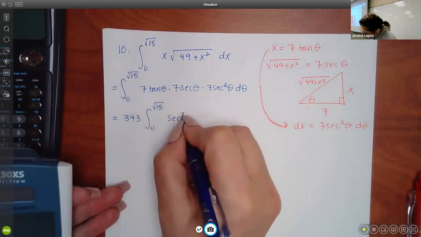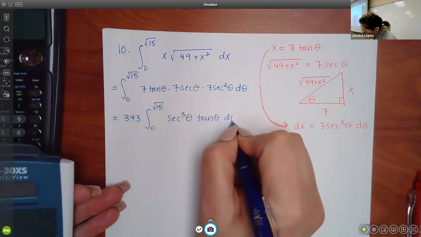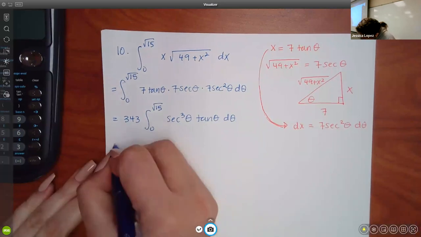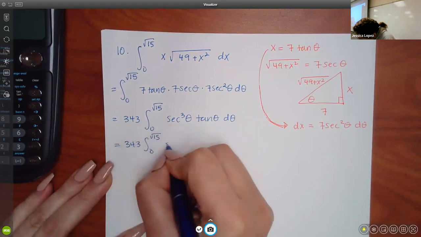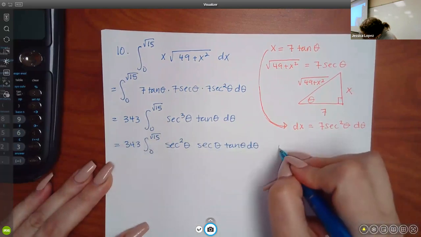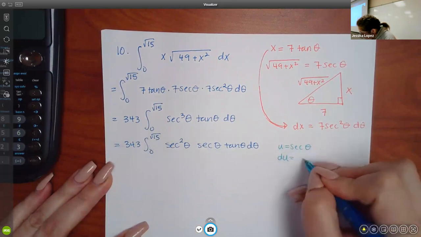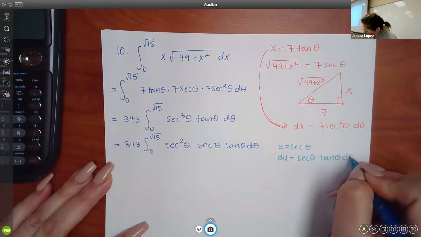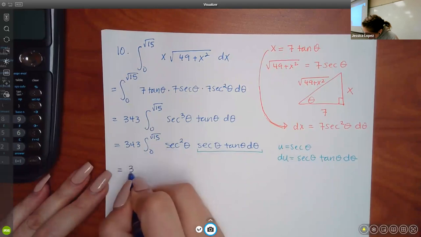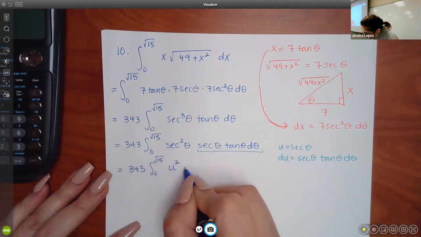Now I have secant to the third power, and then I have tangent theta. So when tangent is even, you put one aside, right? But my secant is odd. When my secant is odd, you're only going to kick one of them out, and then you let u equal secant, and then du would be secant tangent. So if I split that up, it's going to be secant squared theta times secant theta. And then if I do my u sub, I could say u is secant, and then du would be the derivative of secant, which is secant tangent. Okay. So I have what I need for du, and then this guy will just become u squared. Okay, u squared and then du.